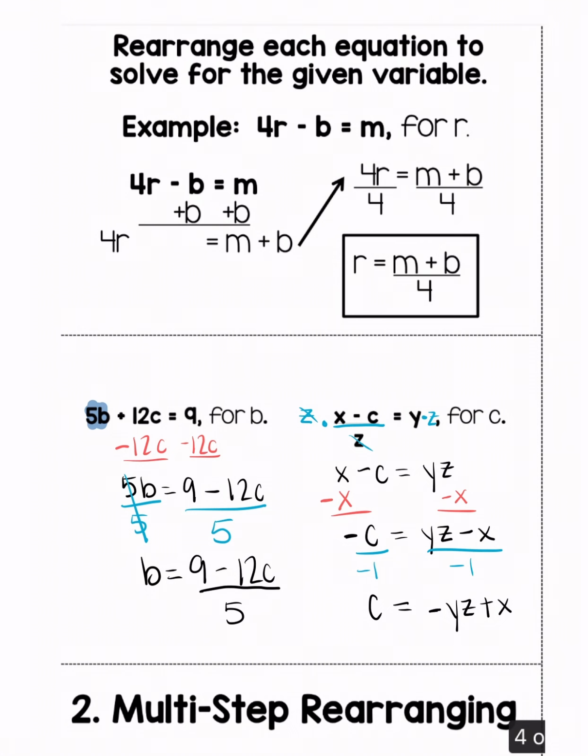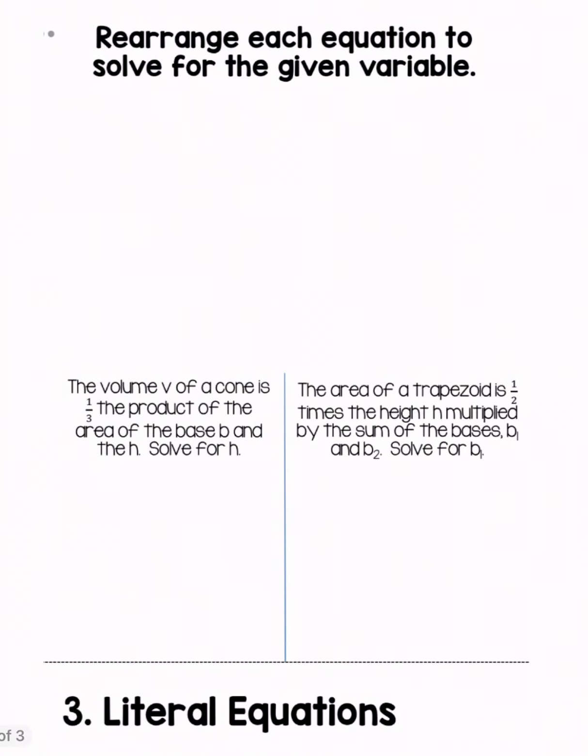When you divide by a negative 1, it's just changing the sign of each piece. So yz was positive, now it's negative. X was negative, or there was a subtraction sign in front of it, so now it's become addition. Okay, now let's go to the next piece. I have two equations.